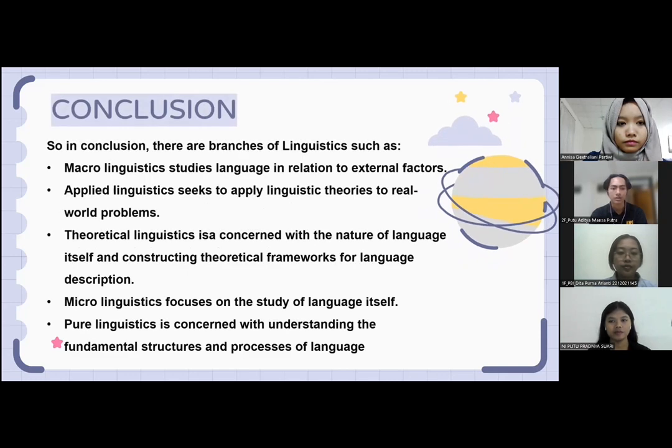Now, the conclusion. So in conclusion, there are branches of linguistics such as macro-linguistics that studies language in relation to external factors. The second one, applied linguistics, seeks to apply linguistic theories to real-world problems. Theoretical linguistics is concerned with the nature of language itself and constructing theoretical frameworks for language description. Microlinguistics focuses on the study of language itself, and pure linguistics is concerned with understanding the fundamental structures and processes of language.